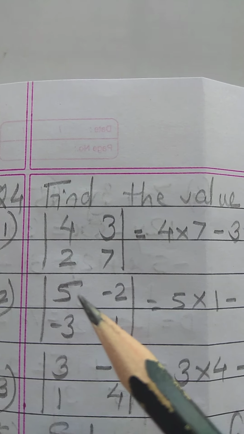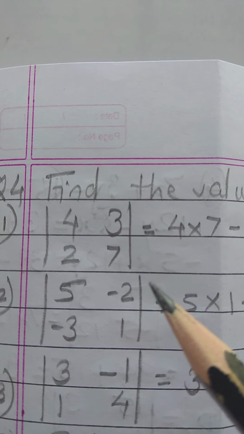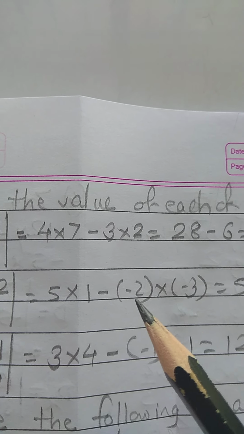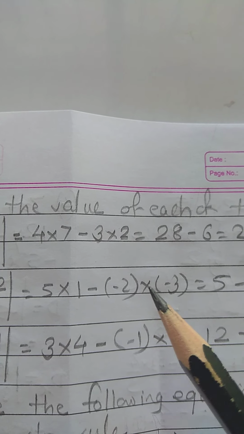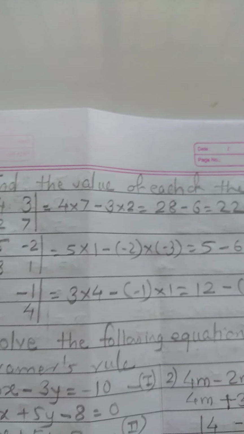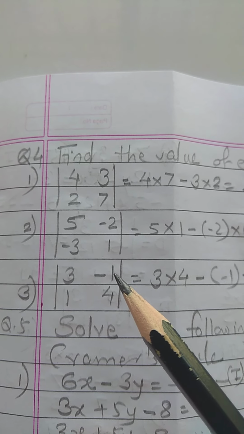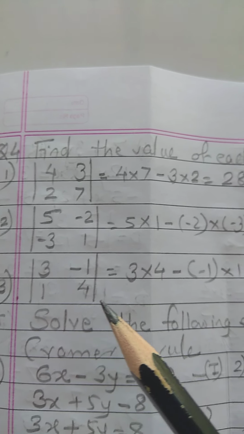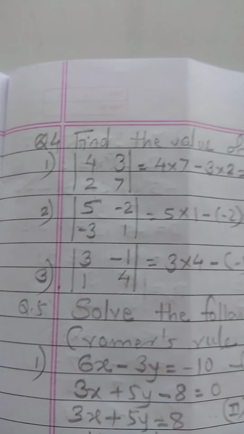Next determinant: we will again multiply 5 into 1 minus 2 into minus 3. These 5 ones are 5, minus 2 into minus 3 will become plus 6. So 5 minus 6 will give you minus 7. Here 3 4s are 12, minus 1 into 1 is minus 1. So 12 minus minus 1 will become 12 plus 1, that is 13.